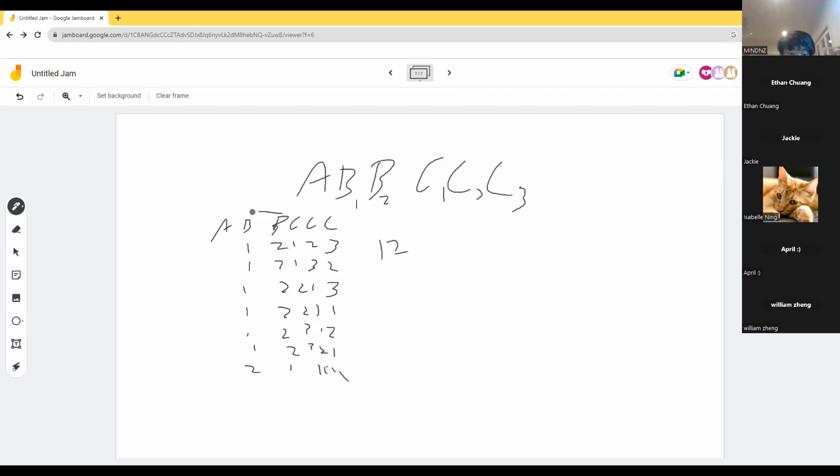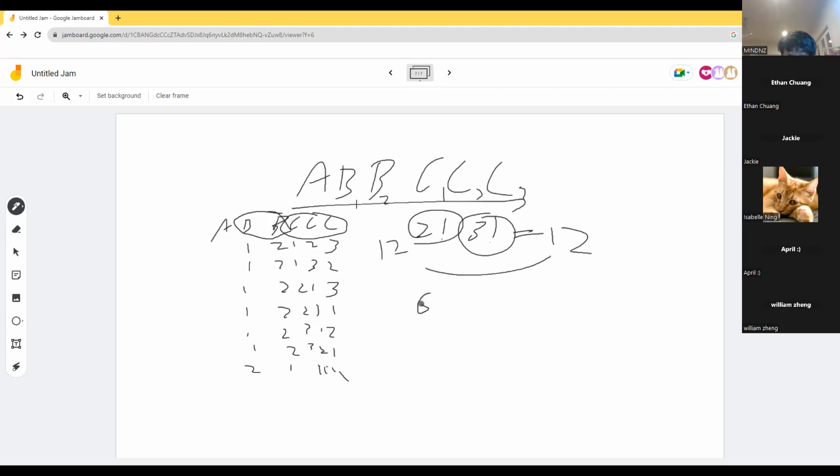And that's because there's 2 B's, right? So we got 2 factorial ways to arrange the B's, and then 3 C's, so 3 factorial ways to arrange the C's, and that's equal to 12. So to calculate this, we got 6 factorial over 2 factorial times 3 factorial, which is equal to 60, I think.